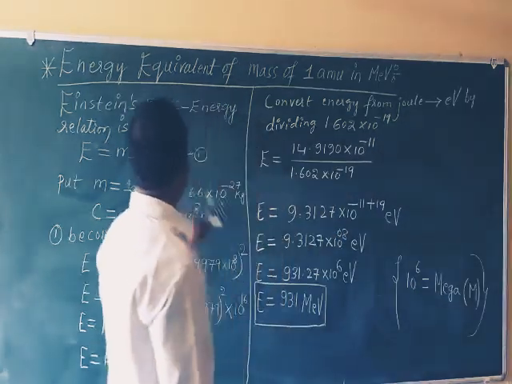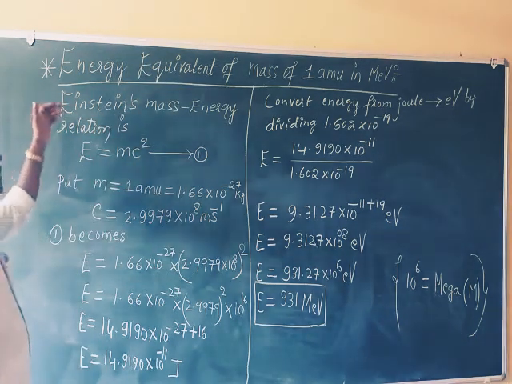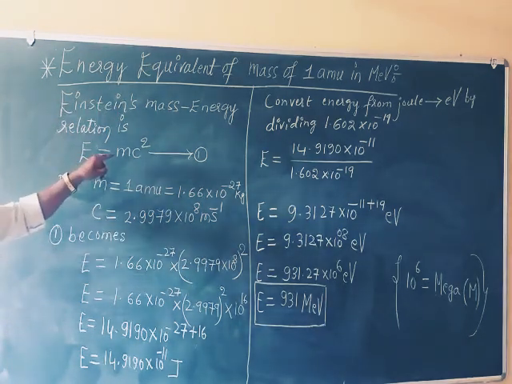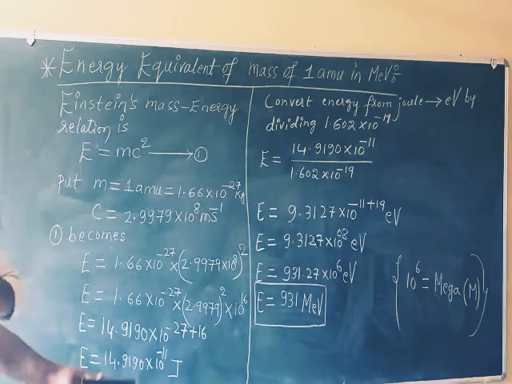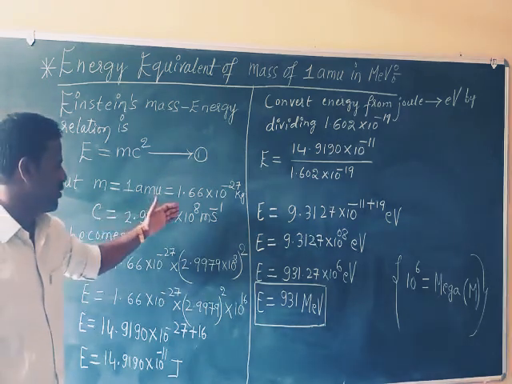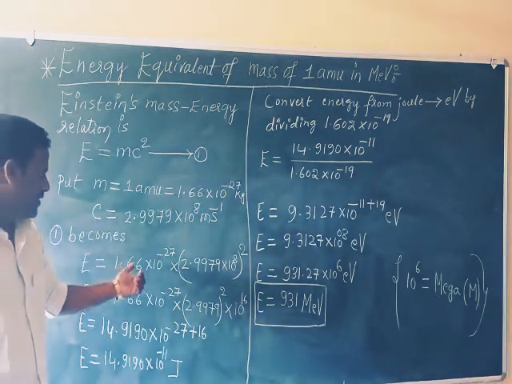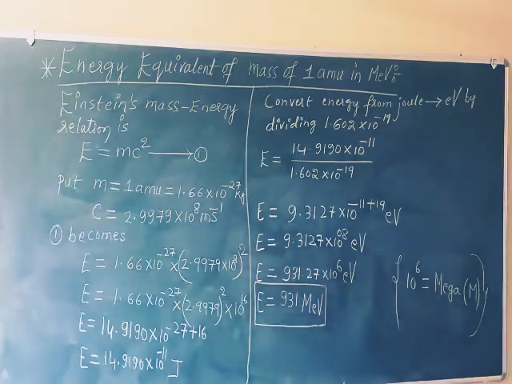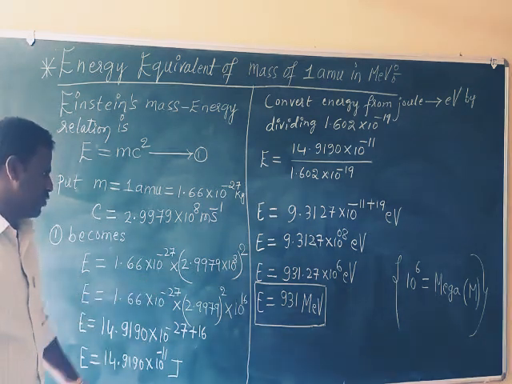So therefore, what is the energy equivalent of mass 1 AMU in mega electron volt? For this we are using Einstein's mass energy relation, E equals mc square. Here put m equals 1 AMU equals 1.66 into 10 to the power of minus 27 kg, and c equals 2.9979 into 10 to the power of 8 meter per second. So E equals 1.66 into 10 to the power of minus 27 into c square, which is 2.9979 into 10 to the power of 8 whole square.